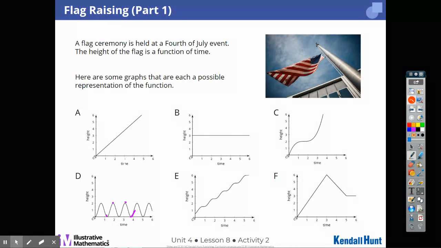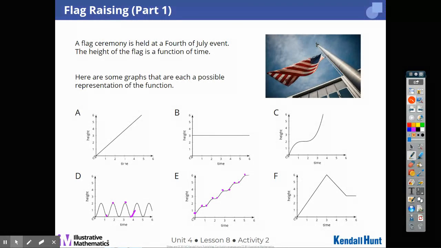Graph E, this might represent the flag. You can see that it's not on the ground anymore. It's about a half a meter up. And then he pulls it up, readjusts his hands for a split second, pulls it back up, readjusts his hands so it's constant, and continues that until it reaches its maximum height.